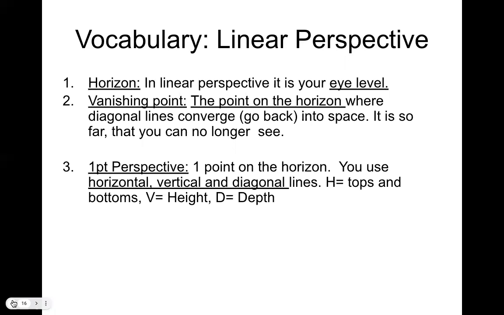In one point perspective, you have one point on the horizon. So you'll have a horizon line, and then on that horizon, somewhere there will be a single point. In this type of drawing, you would use horizontal, vertical, and diagonal lines. So your horizontal lines are going to be your tops and bottoms of boxes. Your vertical lines are going to be the height or how tall the box is. And then the depth will be how deep it goes back to the vanishing point.